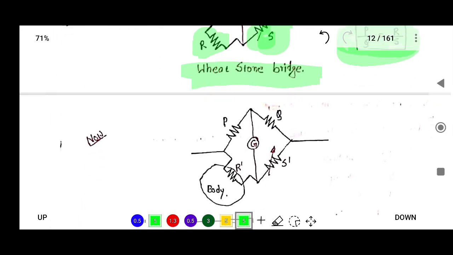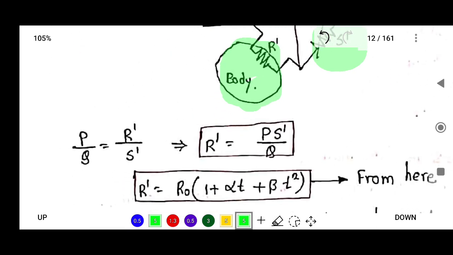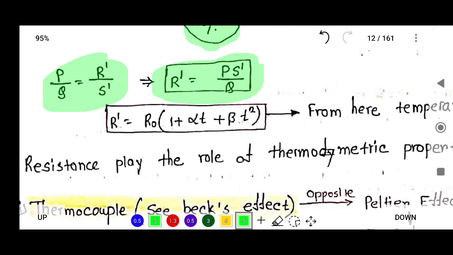Now just the same, there are resistances P and Q, and there is a variable resistance S dash, and this R resistance is connected to the body. So actually this is the body resistance. Okay, so the same formula you apply, that P by Q is equal to R dash by S dash. From here R dash is equal to P S dash by Q. Okay, so there is another formula, R dash is equal to R0 into 1 plus alpha t plus beta t square.